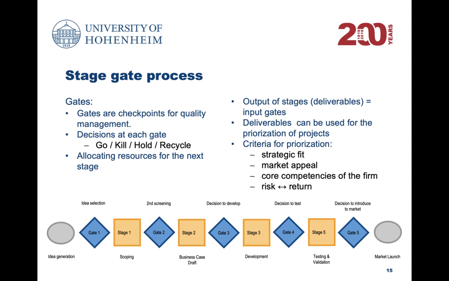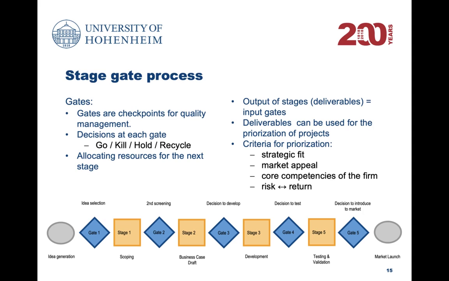And what is really important, what you need in the gates, is that you allocate resources for the next stage. And that is crucial, as there is no way that the review team says, well, in gate 2, okay, we go to stage 2, but there are no resources. That doesn't work. So with the go decision, the allocation of resources has to happen automatically, if you will.